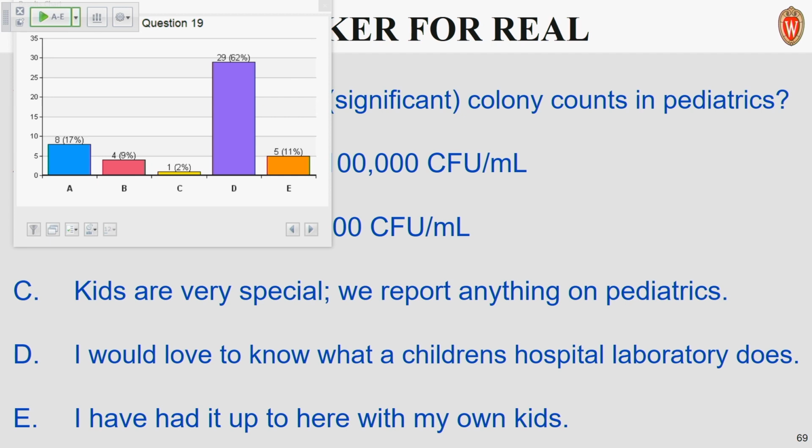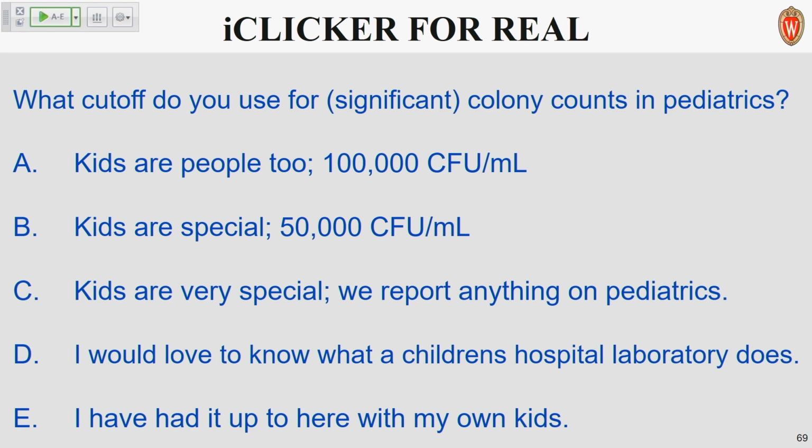Do we have a children's hospital in the house? Yes? Shout it out. What do you use? What's your cutoff? We do up to 100,000. You do 100,000. Okay. Are you Children's in Milwaukee? Yes. That's what I thought you did. All right, so for the rest of us, their cutoff is 100,000 at the Children's Hospital. Thank you.